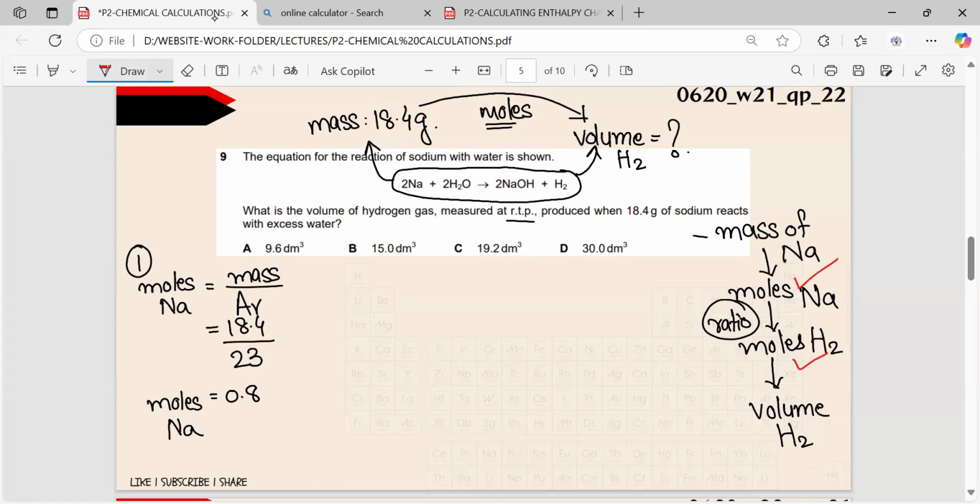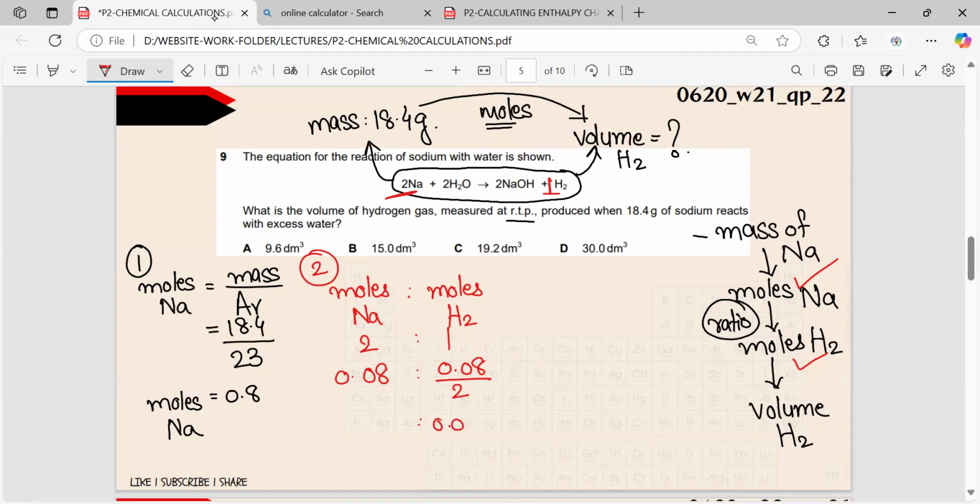Second step is we will find the moles of hydrogen by taking the ratio. So we'll take the ratio between the moles of sodium and the moles of hydrogen to find the moles of hydrogen. Now, as we can see in the equation, sodium is 2 and hydrogen is just 1. So the ratio here is 2:1. First, we always take the ratio from the equation. 2:1, 2 sodium is giving 1 hydrogen. So 0.8 will give how much? 0.8 divided by 2 will be 0.4 moles of hydrogen. Second step is also done.